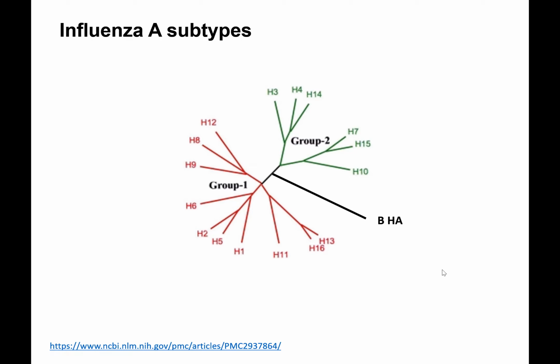Okay, so your paper is going to talk a lot about different influenza A subtypes. So here are the hemagglutinin subtypes, and you can see they're separated phylogenetically into group 1 and group 2. And I want you to see that influenza type B is way different than A group 1 or A group 2.